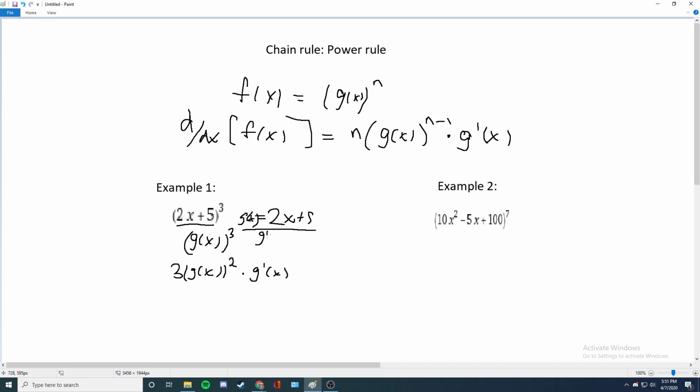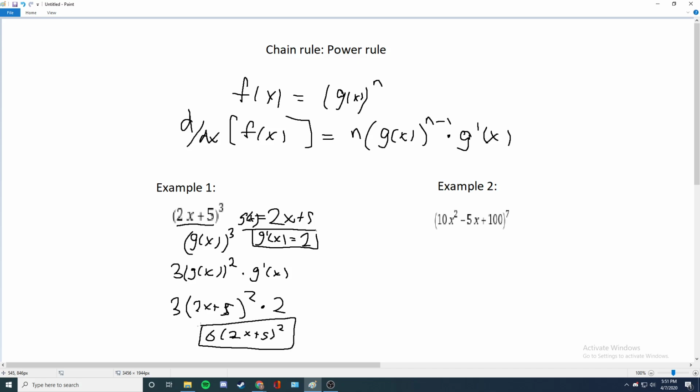So the derivative of g of x will just be the derivative of 2x plus 5, which, remember, the derivative of 2x is just 2, and the derivative of this positive 5 is 0, so our derivative is just that 2. So now we can plug back in what we know. So we've got 3 times 2x plus 5 to the second power, times just 2 for that g prime of x. Now I'm going to simplify that just to 6 times 2x plus 5 squared. And this is where I would leave this answer.